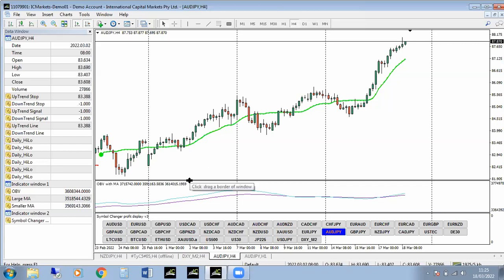Based on that, I created my own indicator, which I call the OBV with ME. Basically, these are two moving averages that track the volume movements in the market. Once the blue one is above the purple one, it is a signal to buy.